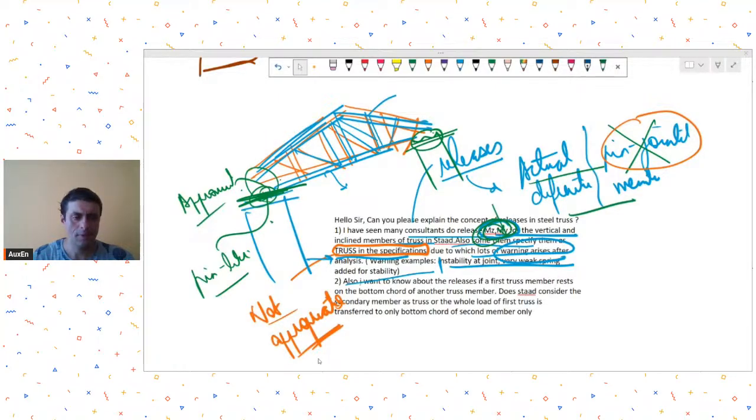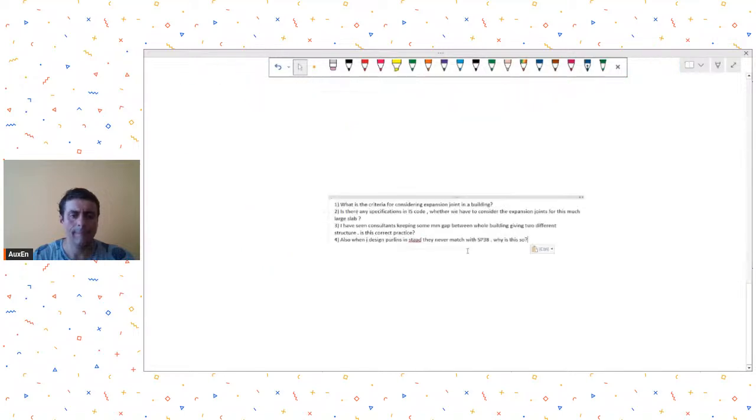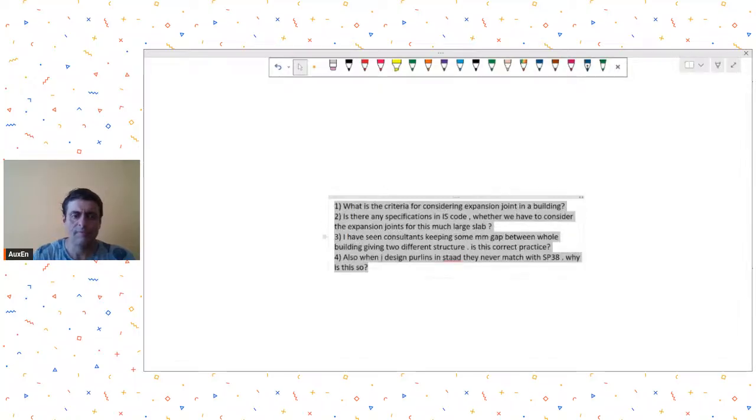Okay. Then the next query is again from Engineer Ketan Mahajan. Is there any criteria for expansion joint in a building?